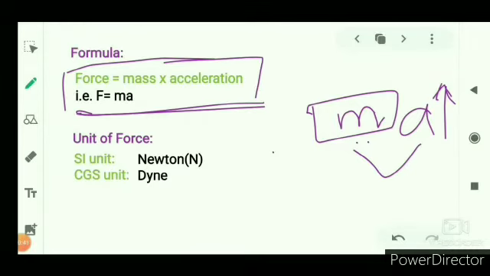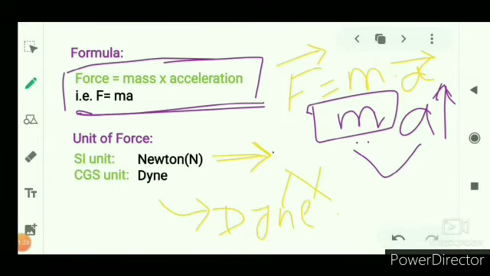Okay. Mass into acceleration. Actually, force is a vector quantity. It is written as F bar equal to m into a bar. Vector means it has some value and it has some direction. So it is a vector quantity. Force is a product of mass and acceleration. Now the unit of force. In what unit do we measure force? Newton. The SI unit of force is Newton and the CGS unit is Dyne. Whenever we write Newton, we can write the full word Newton or capital N, and the CGS unit is Dyne.